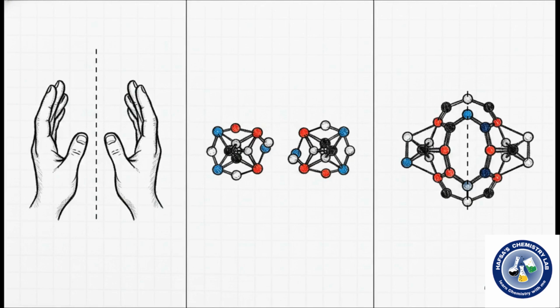Next, we have diastereomers. These are stereoisomers that just straight up aren't mirror images of each other at all. And finally, the meso form. This one's pretty cool. It has asymmetrical parts, sure, but the molecule as a whole is perfectly symmetrical right down the middle, which actually cancels out its own optical superpowers.